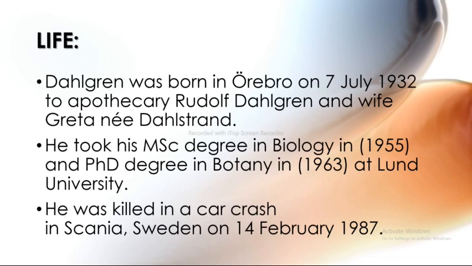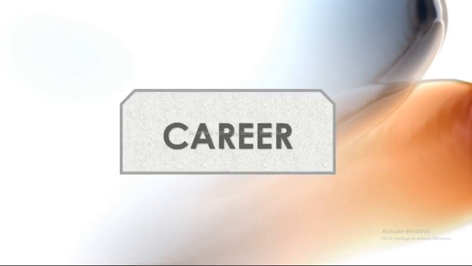Dahlgren was born in Örebro on 7th of July 1932 to the apothecary Rudolf Dahlgren and wife Greta née Dahlstrand. He took his MSc degree in biology in 1955 and PhD degree in botany in 1963 at the Lund University. He was killed in a car crash in Scania, Sweden on the 14th of February 1987. Next, I'm going to discuss about his career.